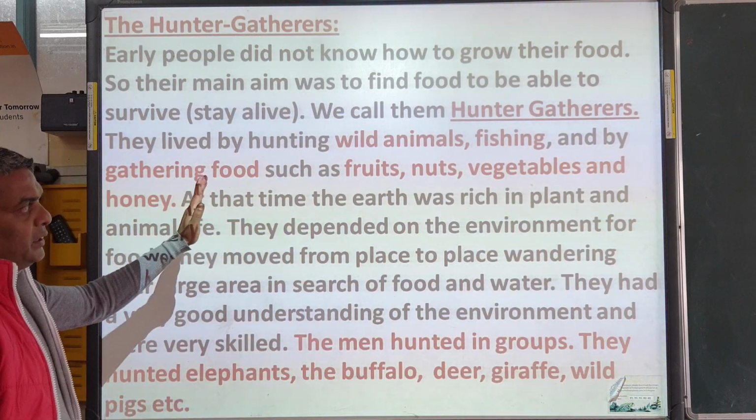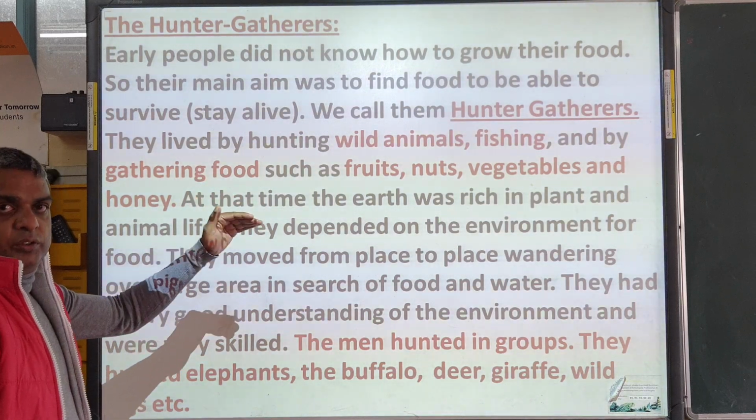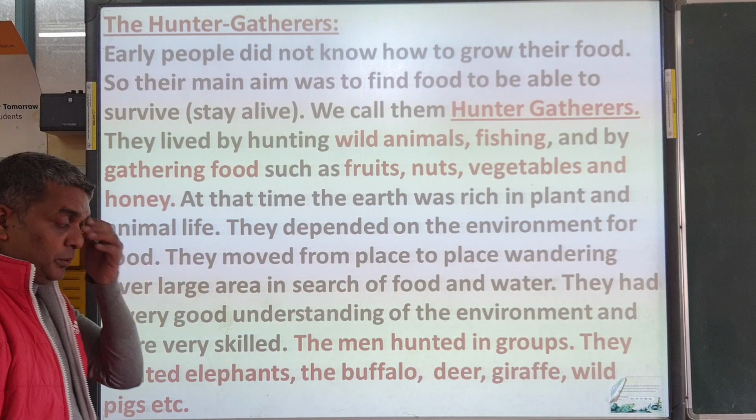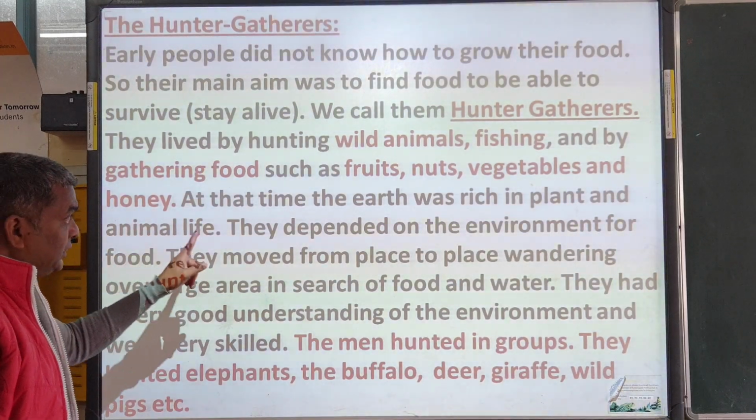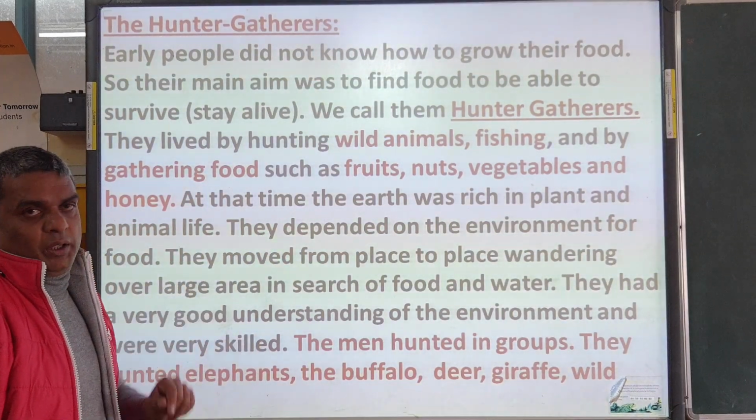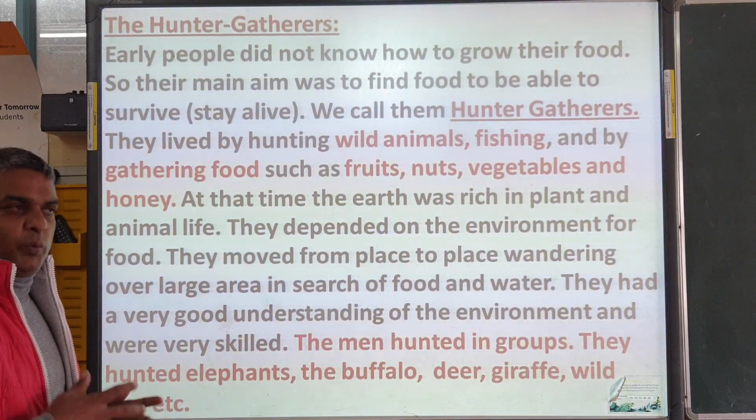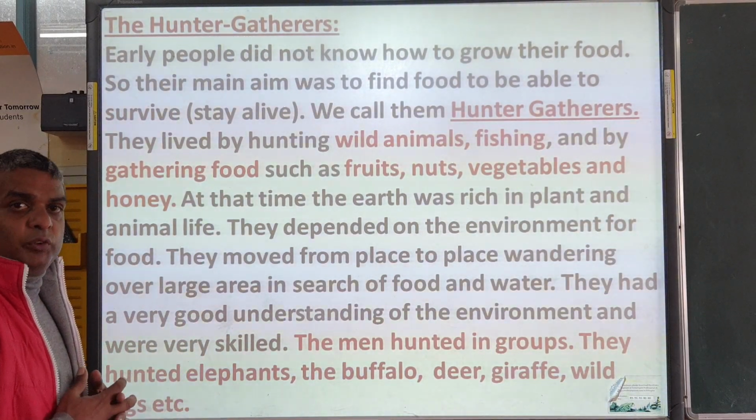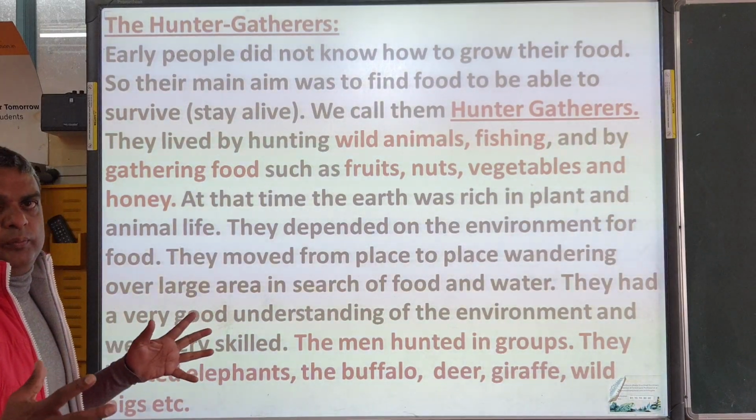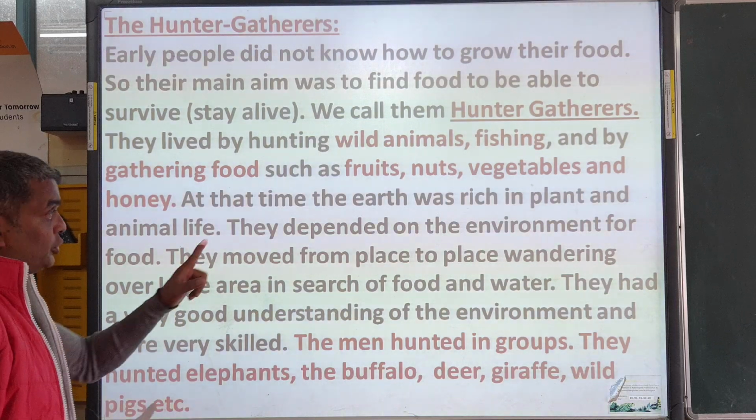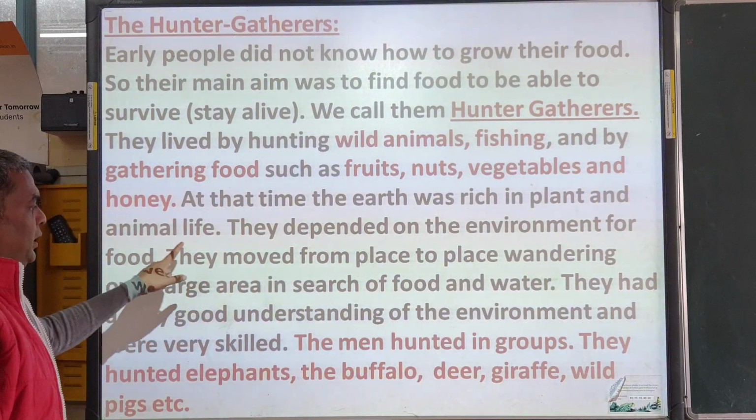So this is what they hunted. They did fishing also. And what did they gather? Fruits, nuts, vegetables, and honey. At that time, the earth was rich in plants. Nowadays you see a lot of buildings, factories, vehicles moving. That time, with no road, only jungle. The earth was full of trees, so it was rich in plants and animal life.